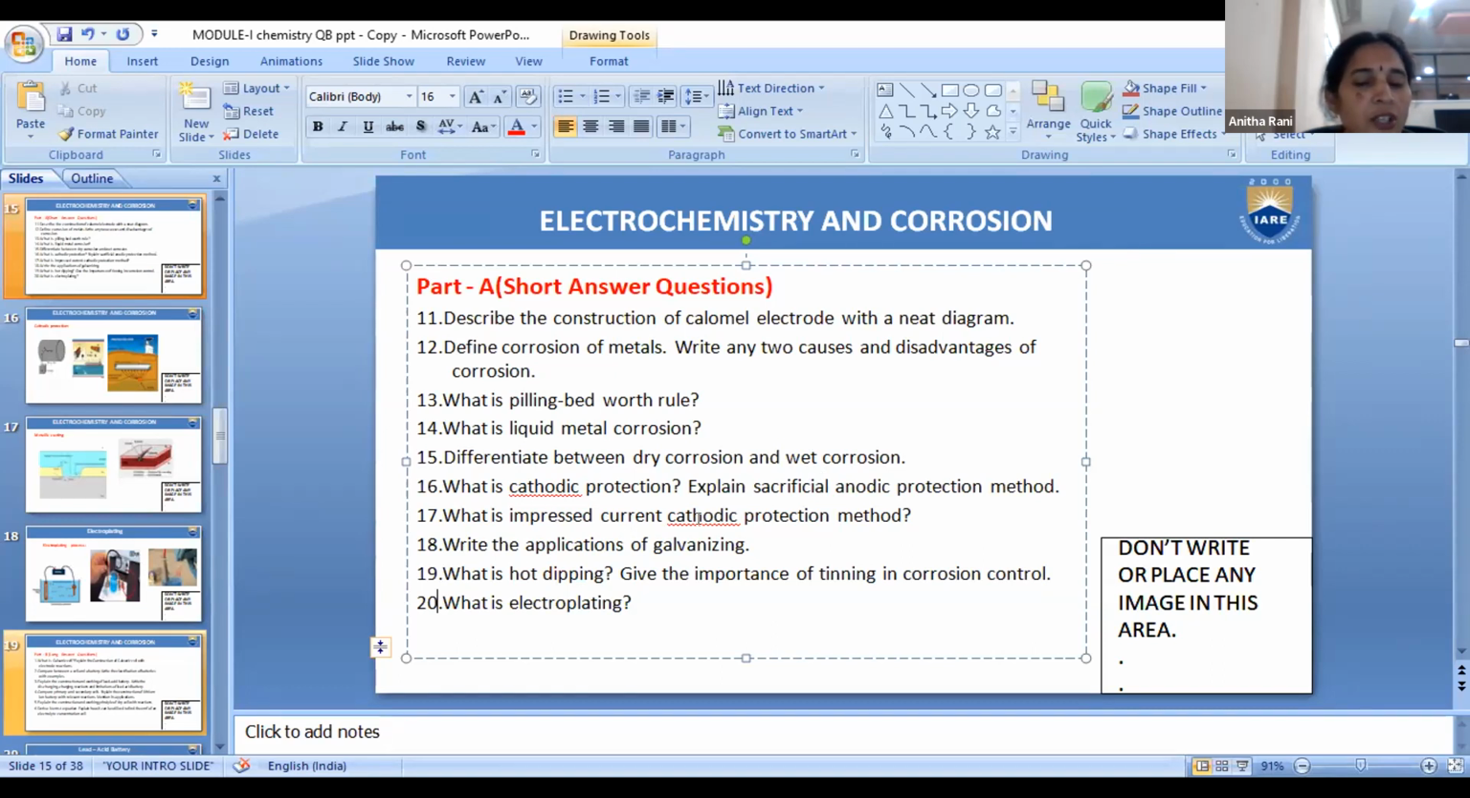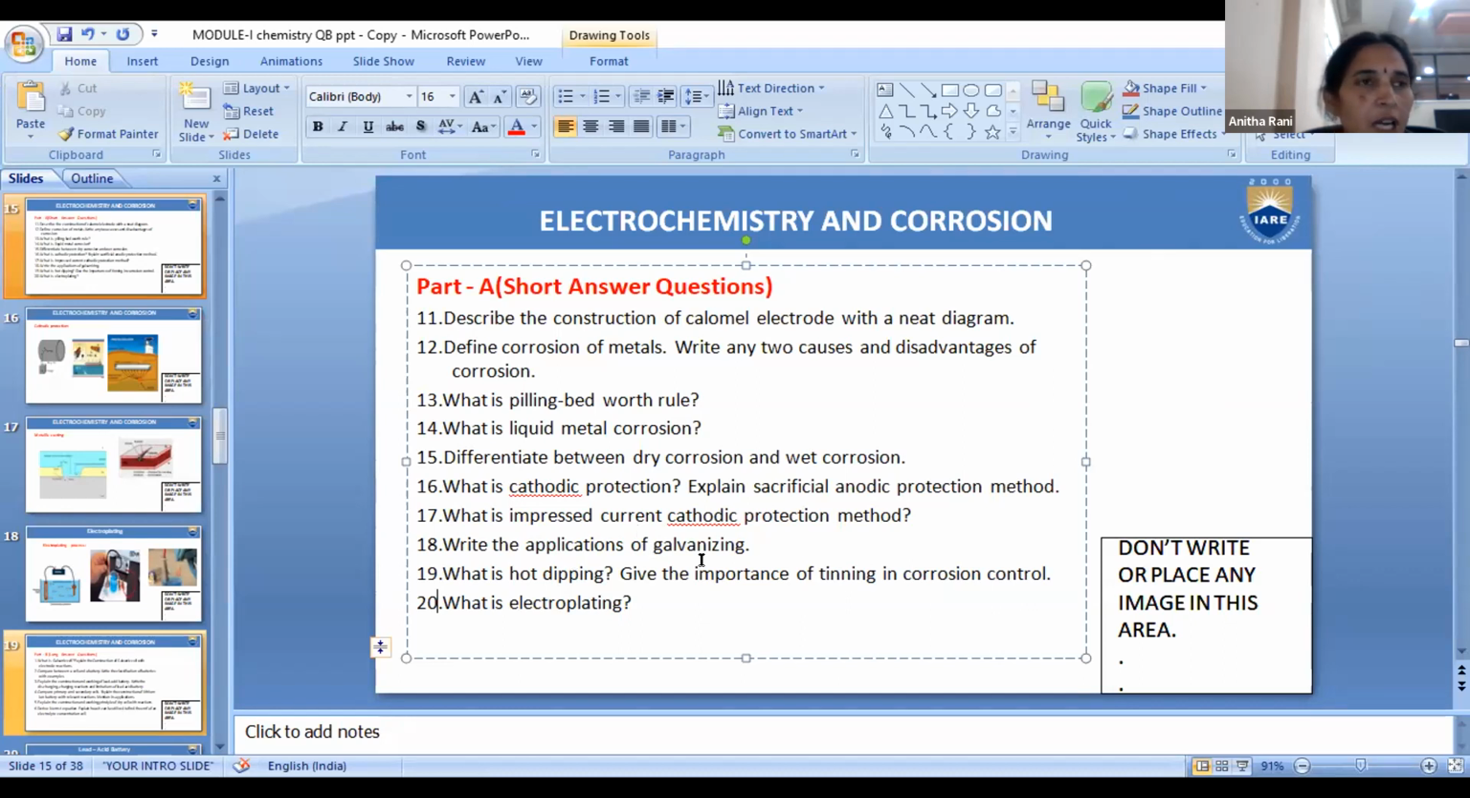Students, what is the impressed current cathodic protection method? We provide electricity to make the metal a cathode. So we apply electrical energy directly, so that we can convert the corroding metal from anode to cathode.